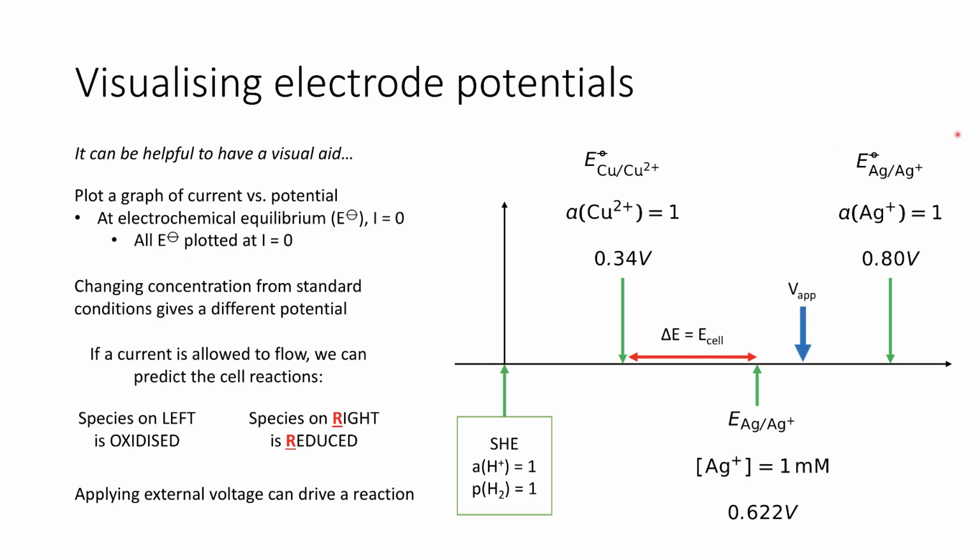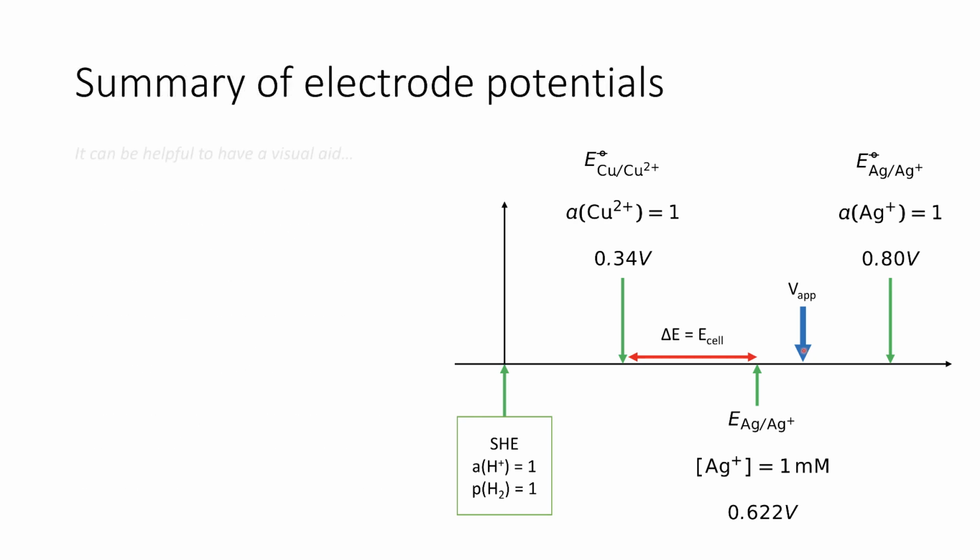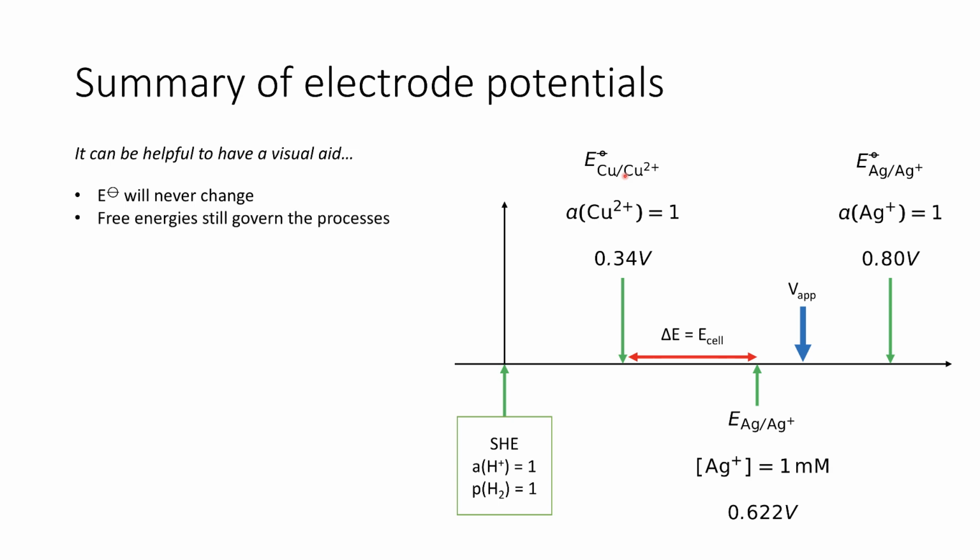So if we apply a higher voltage, remember this raises and lowers the electrode potentials and drives the reaction a different way. To summarize electrode potentials, it's always helpful to have a visual aid. Our standard cell potential for any system will never change. It's measured under standard conditions. And fundamentally, free energy still governs all processes. Only the free energy can be used to predict the direction of spontaneity.